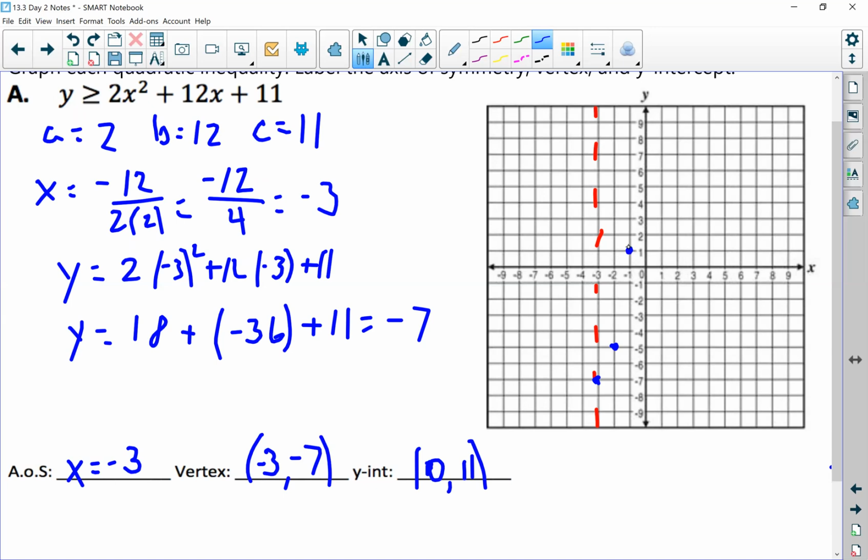But the nice thing is, that does verify that my y-intercept is correct. So sometimes just checking that is kind of a nice thing.